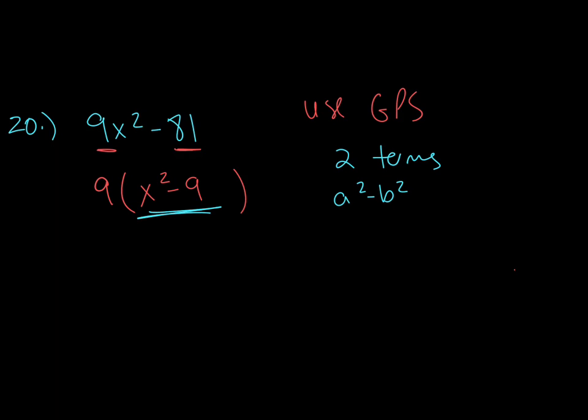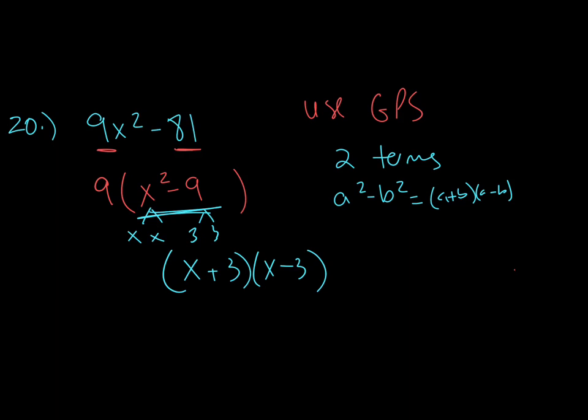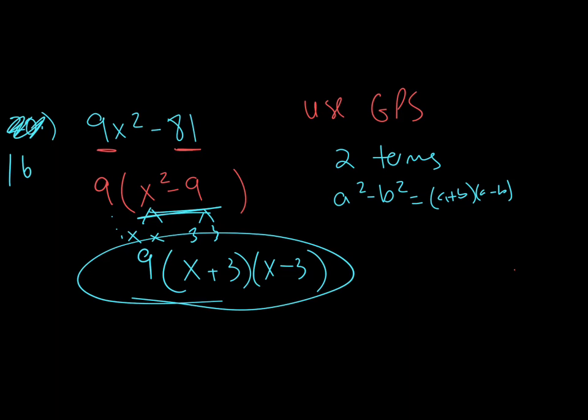So we have this shortcut that says if they're both perfect and there's a subtraction sign in the middle, you get to add the square roots and subtract the square roots. So that's x and x. That's 3 and 3. So it becomes x plus 3, x minus 3. Now don't forget that 9 that was there. So that's your best answer right there. And I don't know why I wrote 20 here. That was 16. And that's it. 1 through 16. Done.